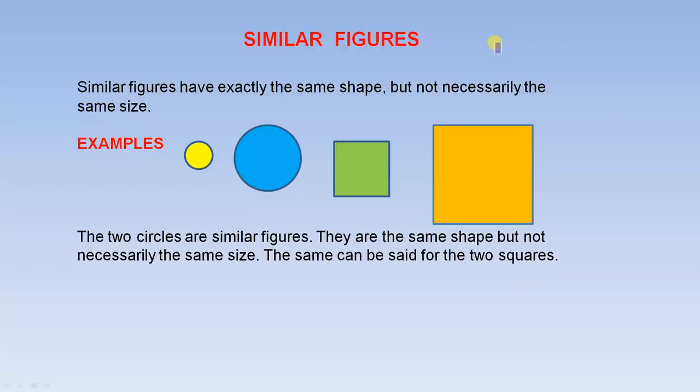Similar figures. Similar figures have exactly the same shape, but not necessarily the same size. Let's look at the examples of the circles and the squares. The two circles are similar figures. They are the same shape, but not necessarily the same size. The same can be said for the two squares, so that's quite self-explanatory.